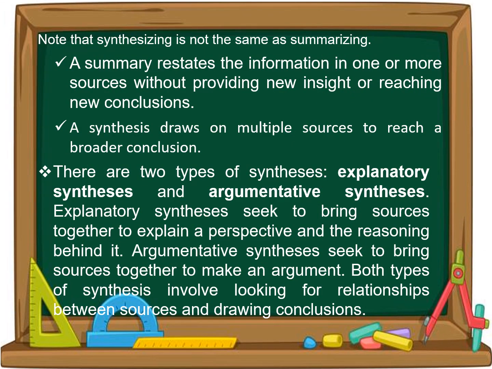Note that synthesizing is not the same as summarizing. A summary restates the information in one or more sources without providing new insight or reaching new conclusions. A synthesis draws on multiple sources to reach a broader conclusion. There are two types of synthesis: explanatory synthesis and argumentative synthesis. Explanatory synthesis seeks to bring sources together to explain a perspective and reasoning behind it. Argumentative synthesis seeks to bring sources together to make an argument. Both types of synthesis involve looking for relationships between sources and drawing conclusions.